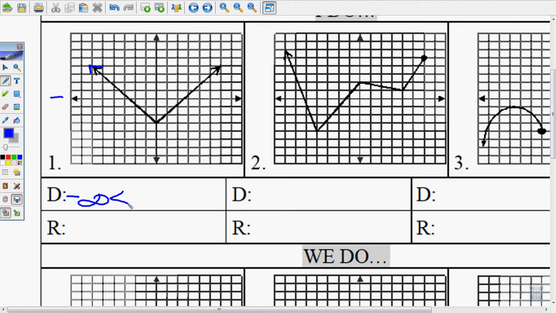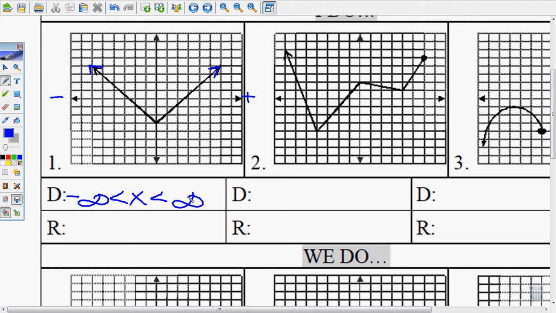Does that make sense? All right, and so we're talking about domain. My middle is what I'm describing. I'm describing my x. Okay? So then if I go to the right, what do I see? An arrow, right? And what does that tell me? It's positive infinity. So if I go all the way to the right, that is my positive infinity.